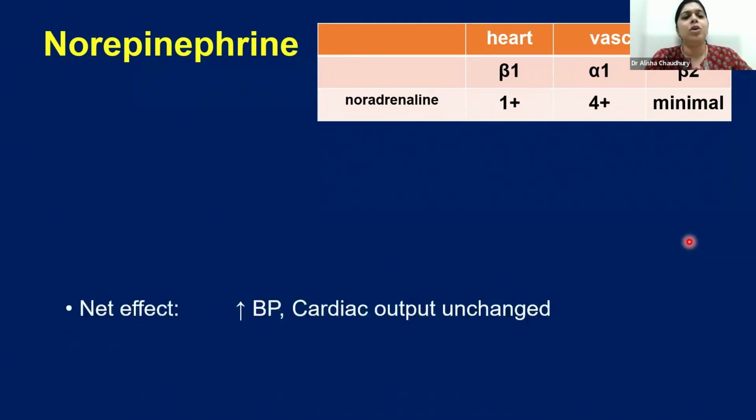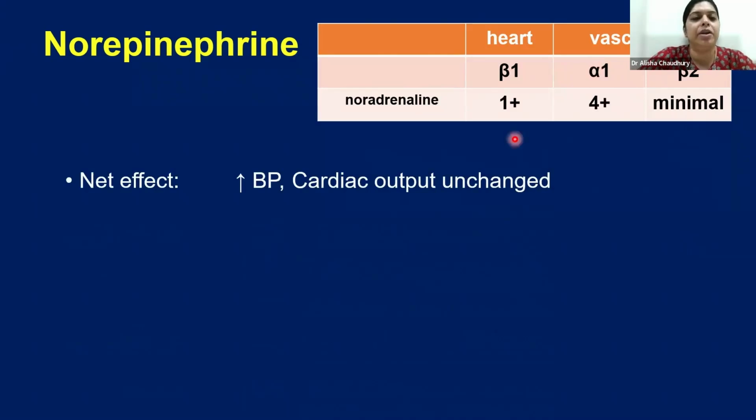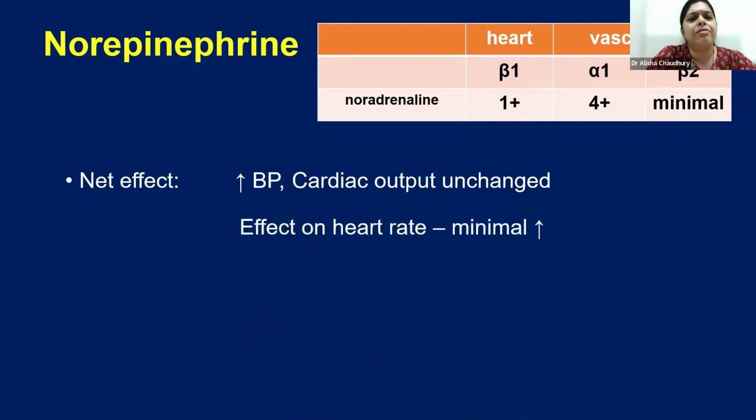Okay. So what is the net effect? Because of your alpha 1, your blood pressure will improve. Your cardiac output is unchanged. Why am I mentioning that? Because your beta 1 action is very minimal. That's why there is not much effect on the cardiac output. Effect on heart rate also will be minimal.